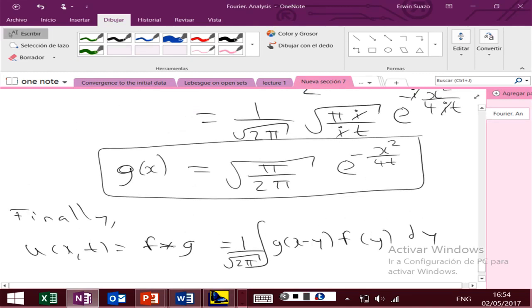Oh sorry, sorry guys, I missed something here. The pi cancels, and then I have 2t, right? So I have really 1 over the square root of 2t, right? That's it, I finished with that one.